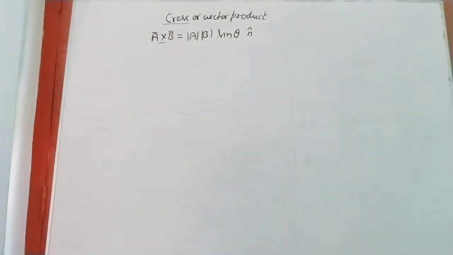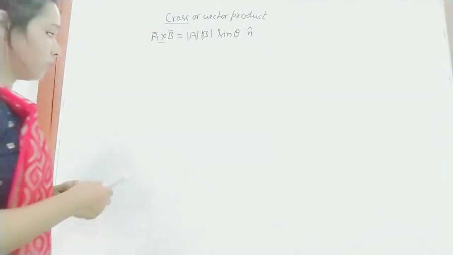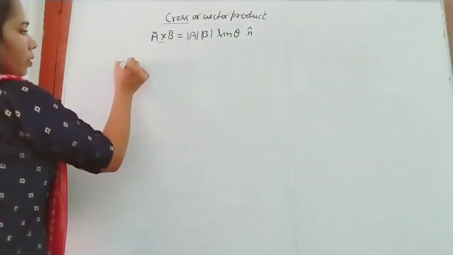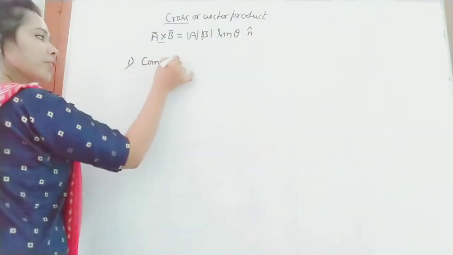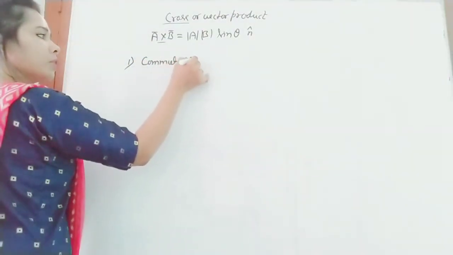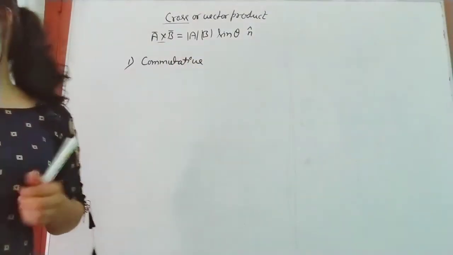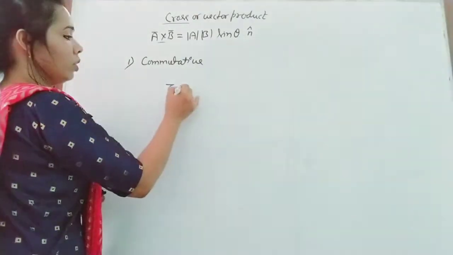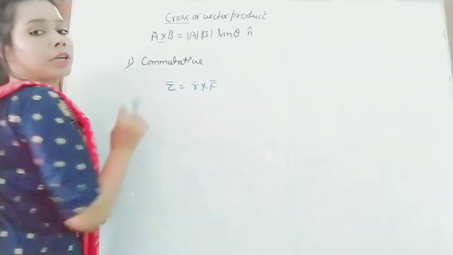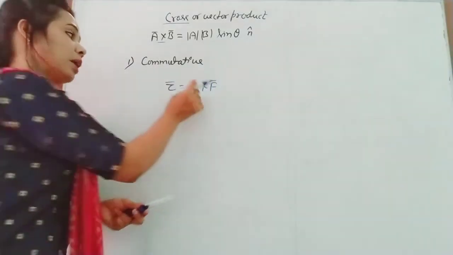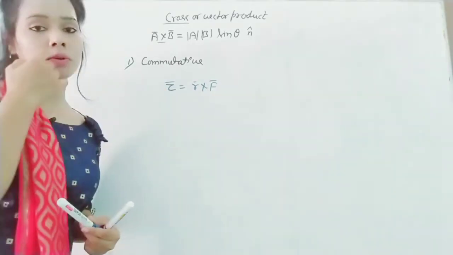Now I will explain the properties of the cross product of any two vectors. The first property is commutative. By this property you will understand the direction. The cross product of any two vectors is a vector quantity only. How? Because tau equals r cross f, so tau is also another vector quantity. By the cross product of r and f, we find another vector quantity, that is tau.